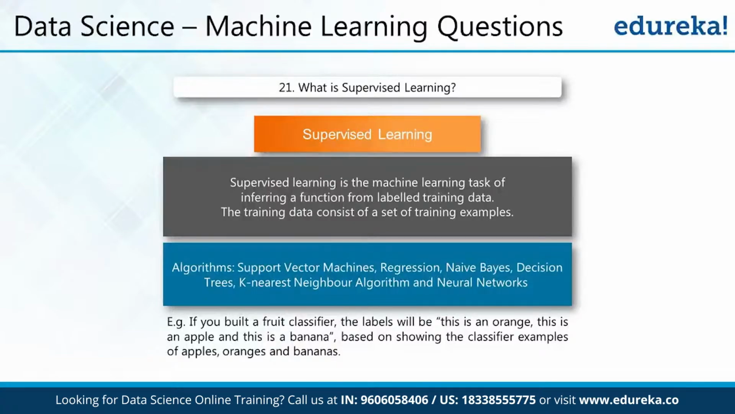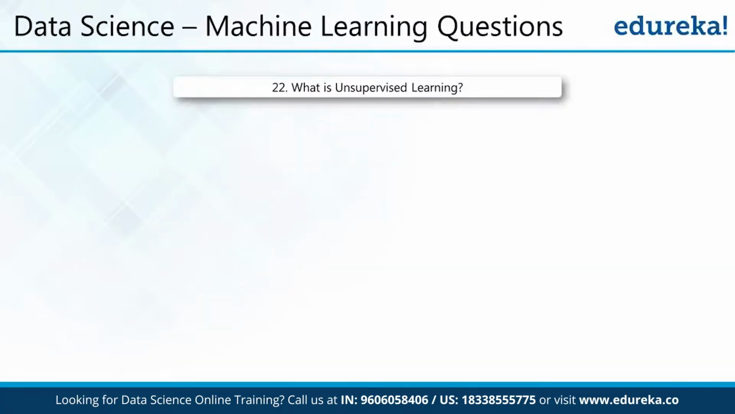In very simple terms, let's assume you are given an image of different fruits, and based on the characteristics of the fruit, can you identify whether it is an apple, banana, or orange? If I'm given that label, the model will run keeping in mind that given these characteristics, this is an apple, this is an orange, and this is a banana.